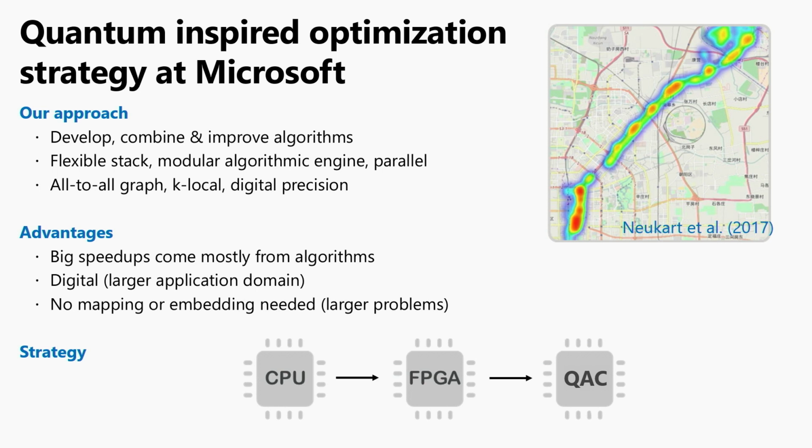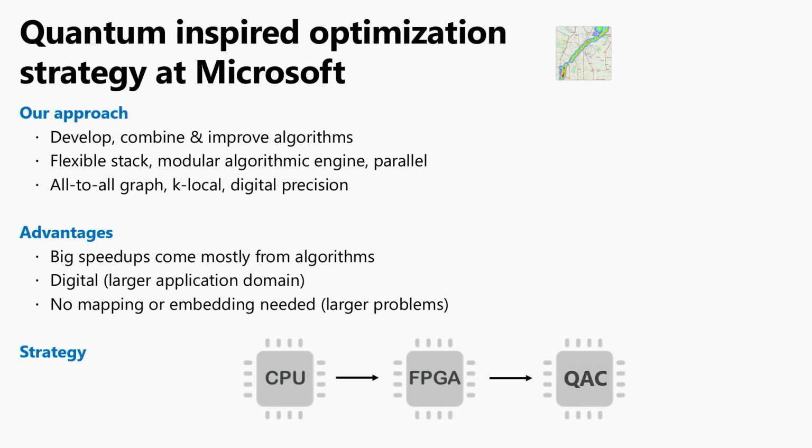Let me show you how well this method works for real-world problems. In 2017, Neukart et al. published this following study where a quantum annealer was used to optimize the traffic of 480 vehicles in Beijing heading to the airport. The heat map here represents the traffic. Now, if you solve this with traditional methods, it takes you about 800 seconds to solve the problem. If you solve it on the quantum annealer, you're looking at 20 seconds.